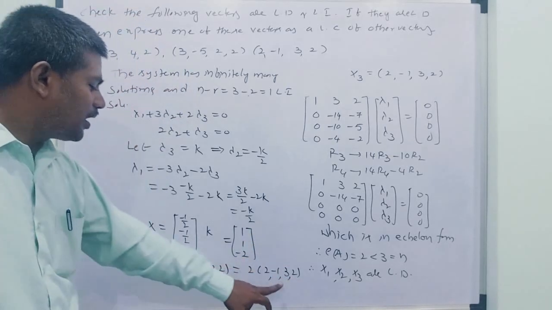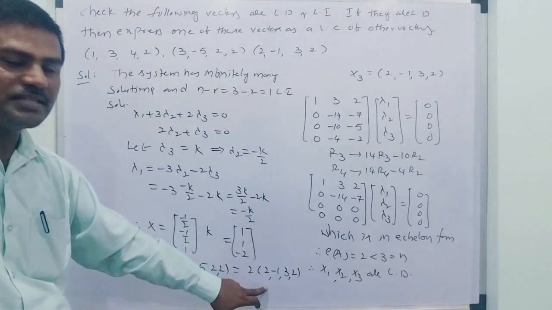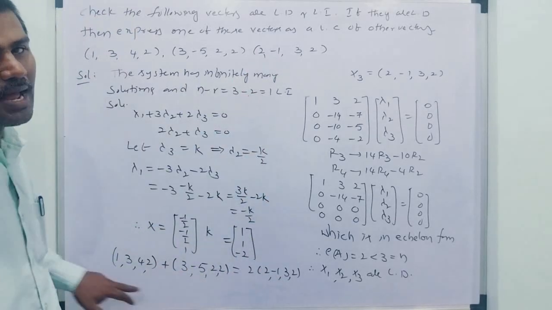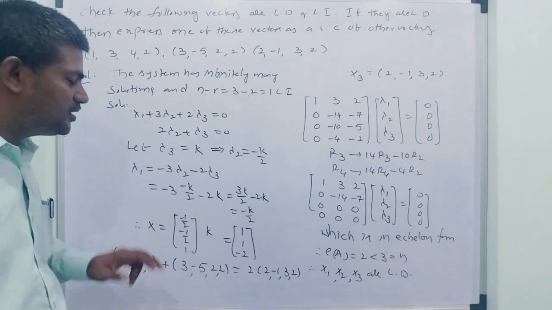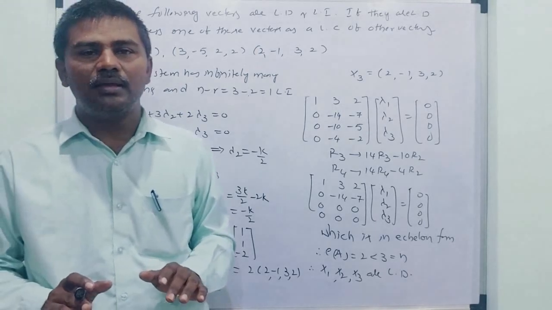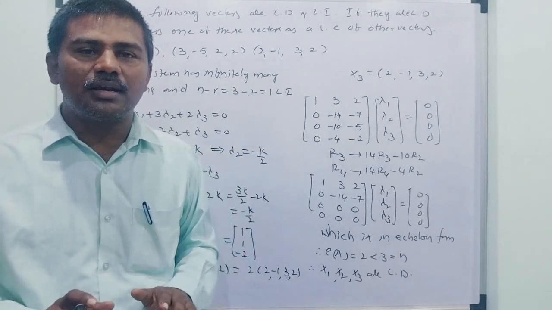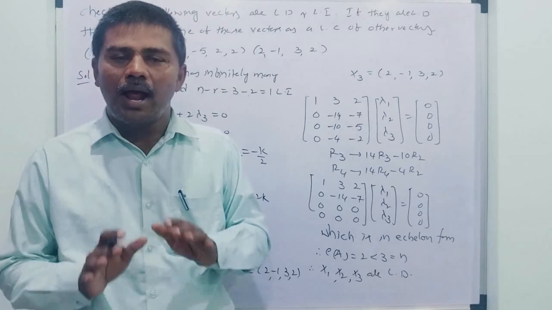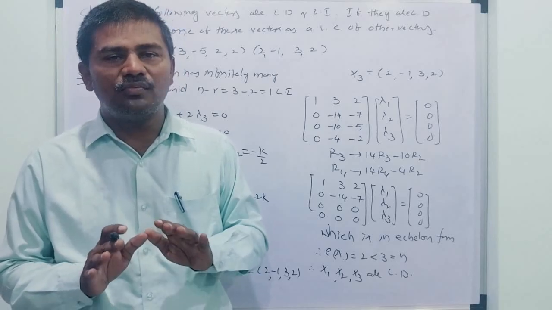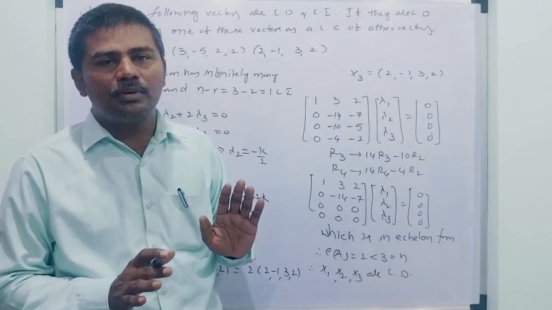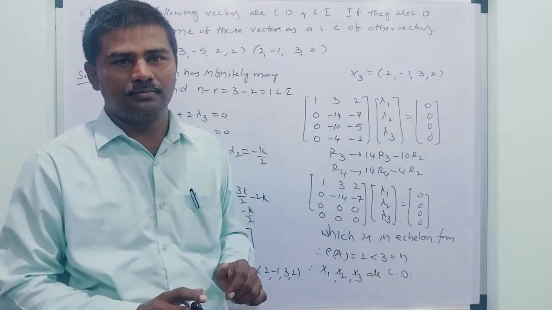That means one of these vectors can be expressed as a linear combination of the other vectors. So this is the way to verify whether the given vectors are linearly dependent or independent, and how one of these vectors can be expressed as a linear combination of the other vectors.